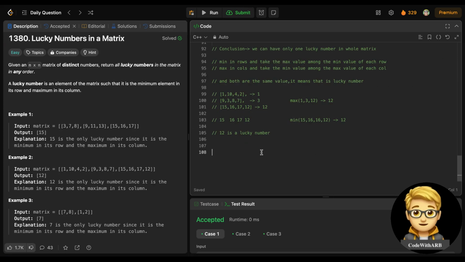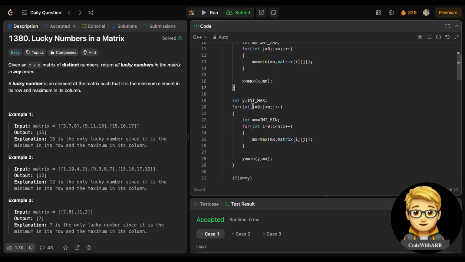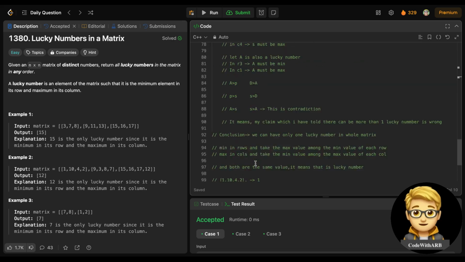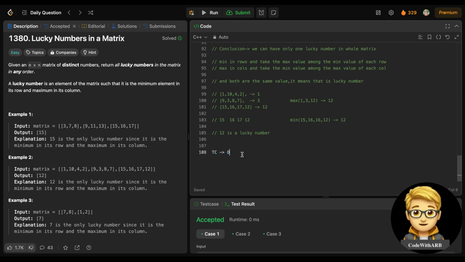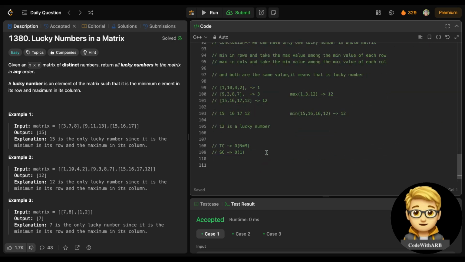So what we have done: the time complexity is O of n into m for sure, because we are finding the elements' min and max. And the space complexity is reduced from O of n plus m to O of 1, because we have taken only variables. So I hope you liked it and understood it.